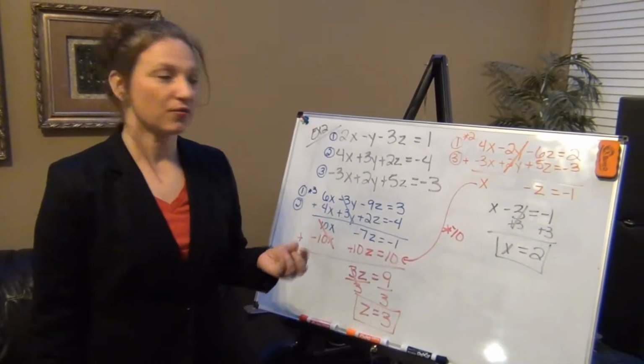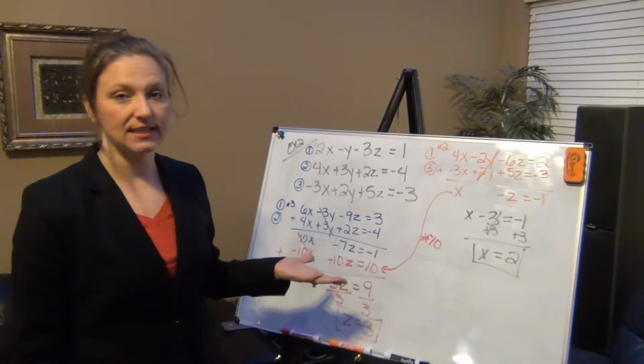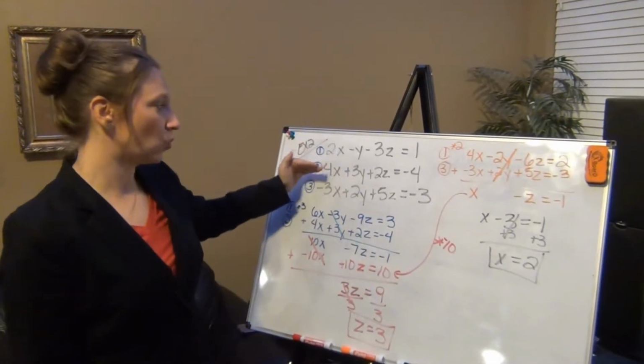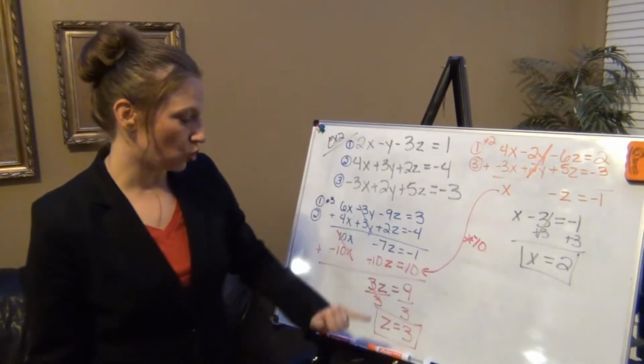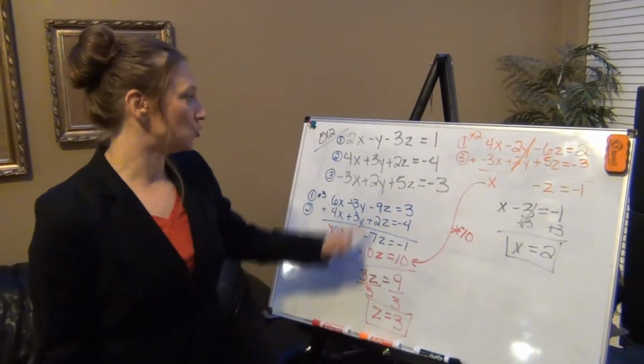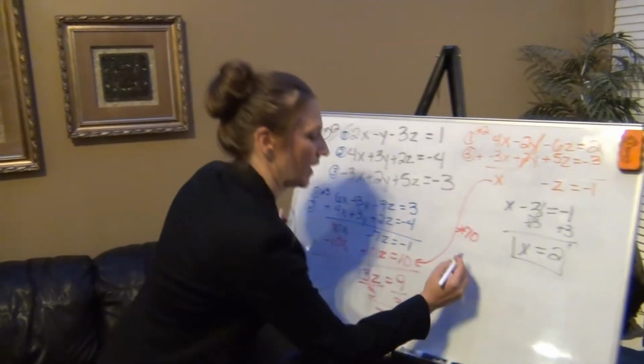Okay, so we now have x and we have z. So we need to now find y. That is the only variable we're missing. The good news is this is the easiest one to find. It does not matter which equation you decide to use. You're going to plug in your known variables and use that to solve for y. So I'm just going to choose row 1.